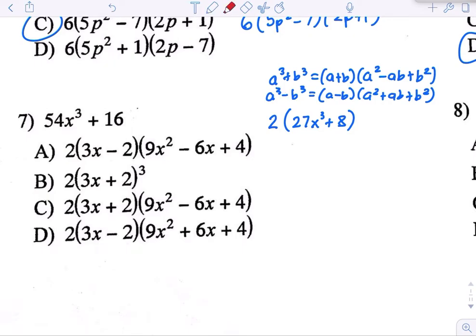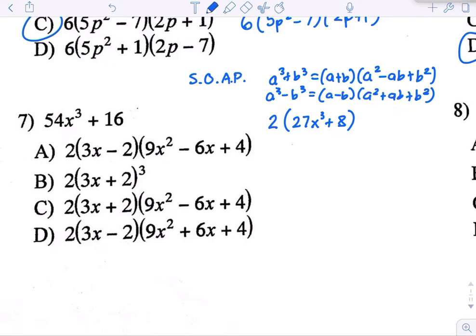And something I always told you guys is to use SOAP as an acronym: Same, Opposite, Always Positive, to remember the sign. So if you know it's positive, right? Same, opposite, always positive. Look at this sign. If it was minus, then same sign, opposite sign, always positive sign.